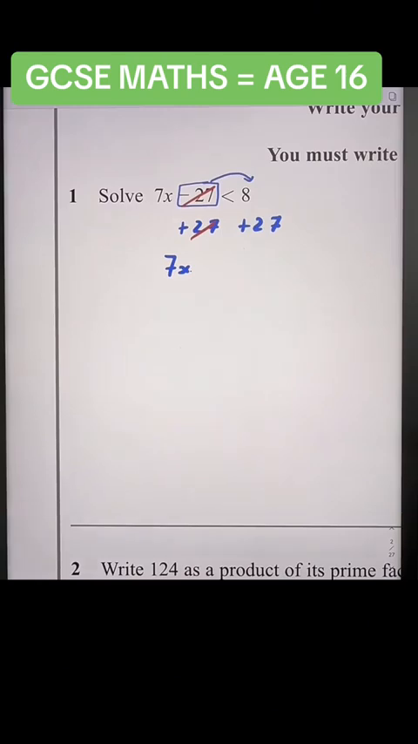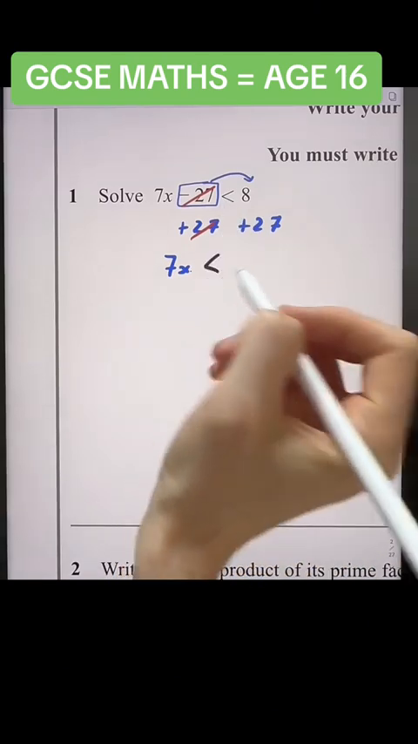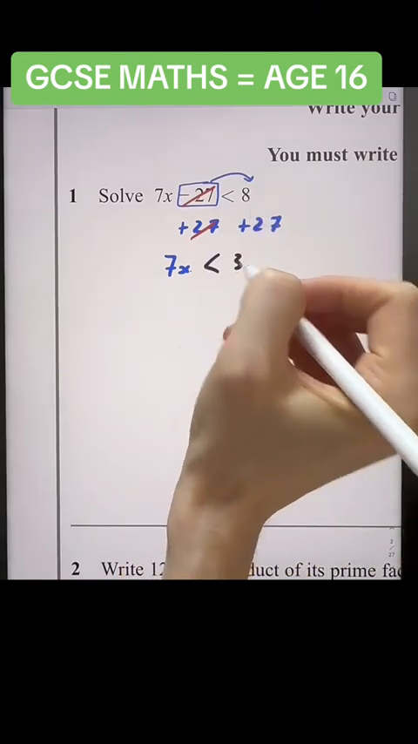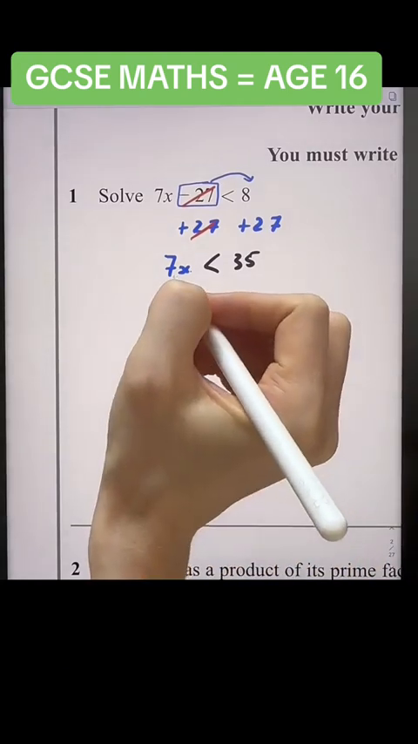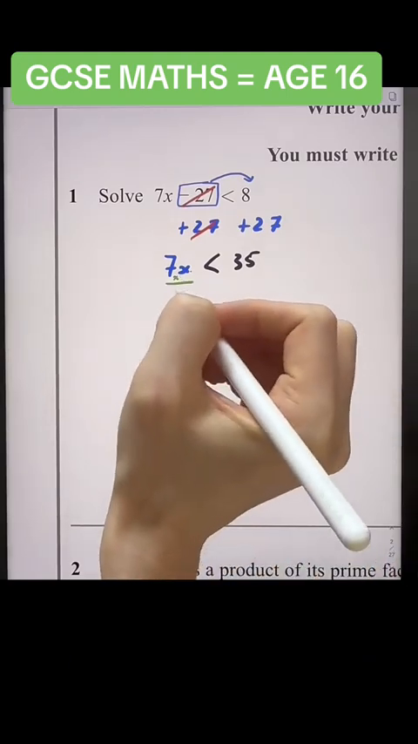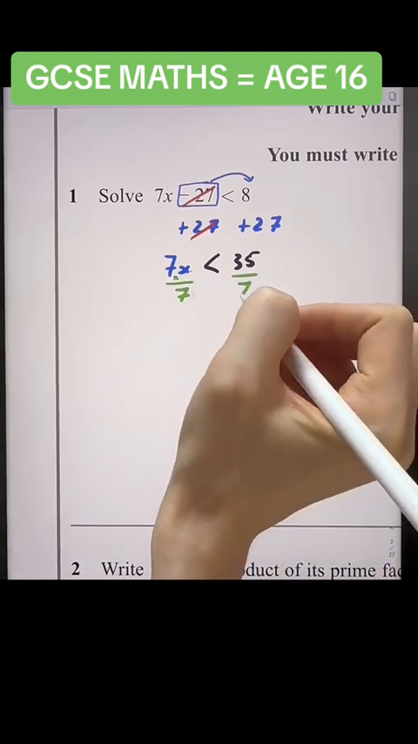You keep the inequality sign facing the same direction, so it's going to be less than. 8 add 27 on the right gives us 35. I don't want 7x. 7x in algebra means 7 multiplied by x. The opposite of multiply by 7 is to divide both sides of my equation by 7.